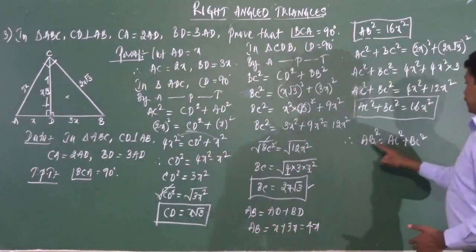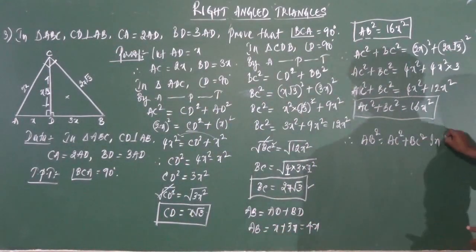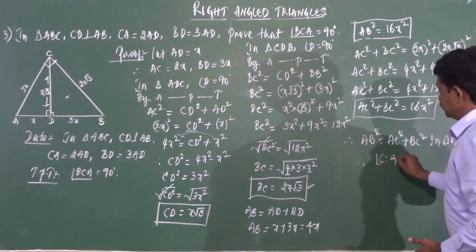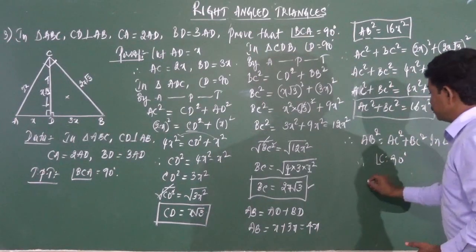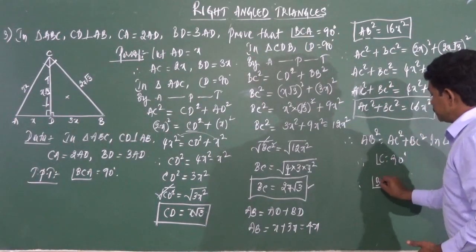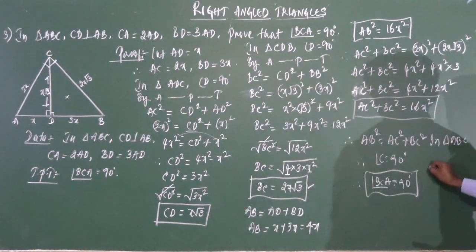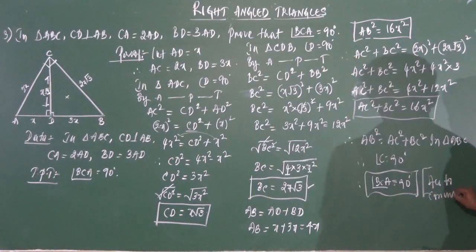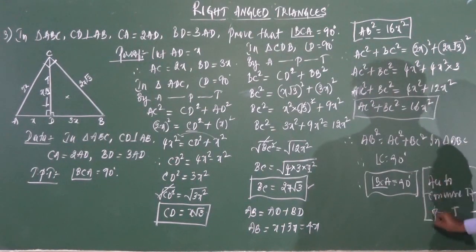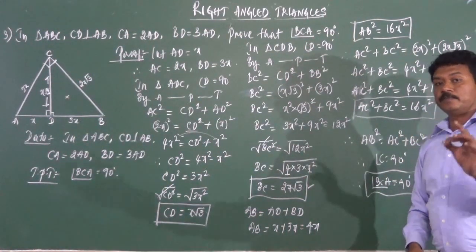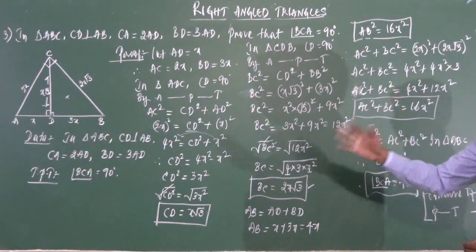So this happens in triangle ABC. Therefore angle C is equal to 90 degrees. That is the thing we had to prove. So angle BCA is equal to 90 degrees. This is the answer, and it is according to the converse of Pythagoras theorem. This is a very important rider on the converse of Pythagoras theorem. Very important. You have to practice this well, right?